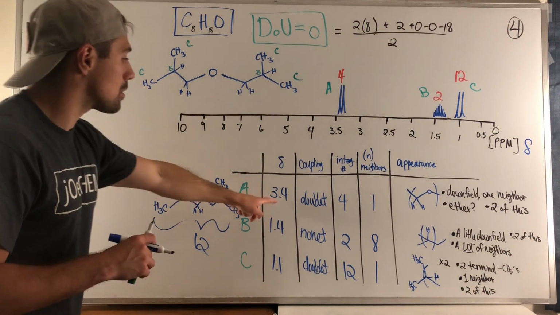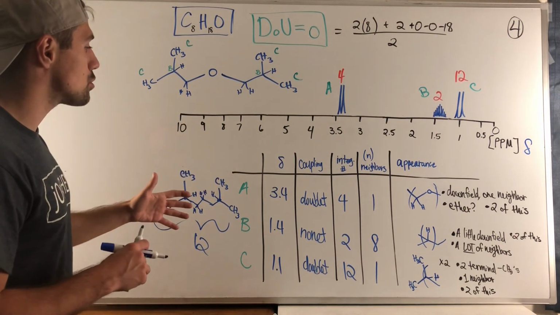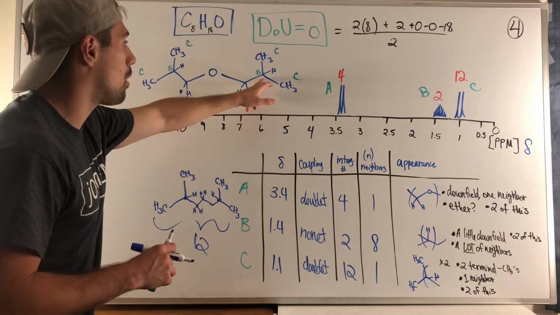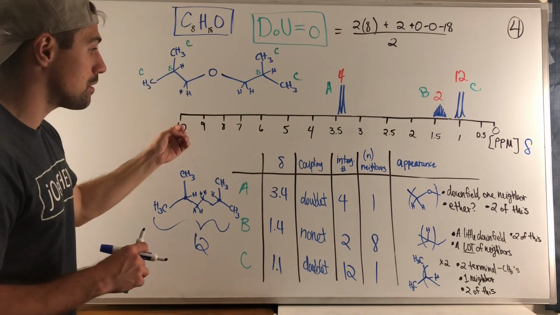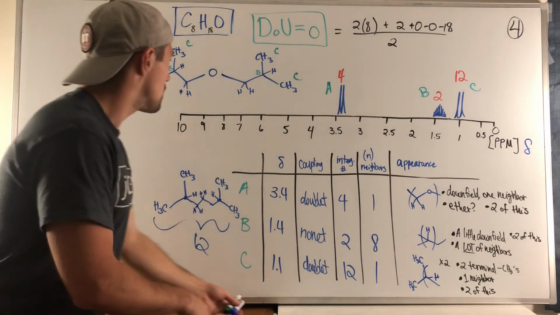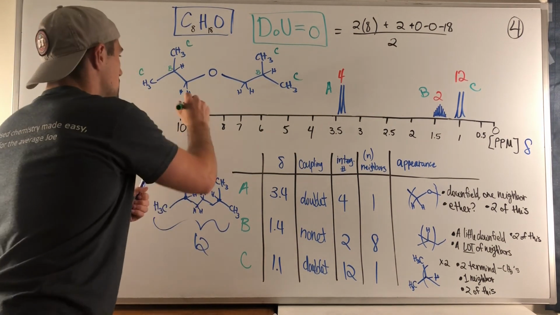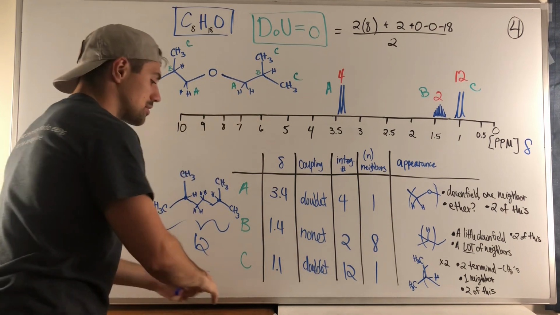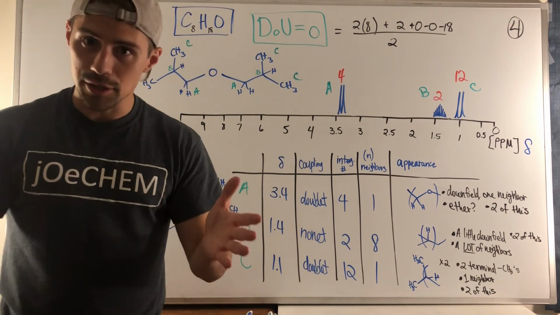Last but not least, A, we're in that mid-3 chemical shift range. We are a doublet, that's right. We only have 1 partner, 1 neighbor to split with. And we have a total of 4 hydrogens. This structure, now let me label that, this is A and A. This structure satisfies the information given.